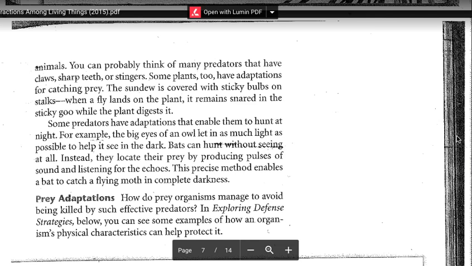I'm sorry. You can probably think of many predators that have claws, sharp teeth, or stingers. Some plants too have adaptations for catching prey. The sundew is covered with sticky bulbs on stalks. When a fly lands on the plant, it remains snared in the sticky goo while the plant digests it. Some predators have adaptations that enable them to hunt at night. For example, the big eyes of an owl let in as much light as possible to help it see in the dark. Bats can hunt without seeing at all. Instead, they locate their prey by producing pulses of sound and listening for the echoes. This precise method enables a bat to catch a flying moth in complete darkness.